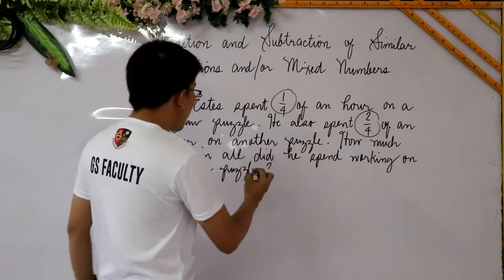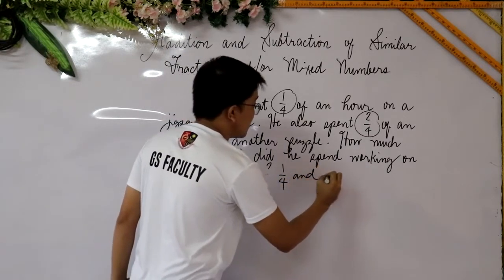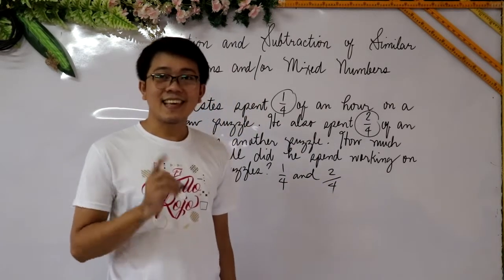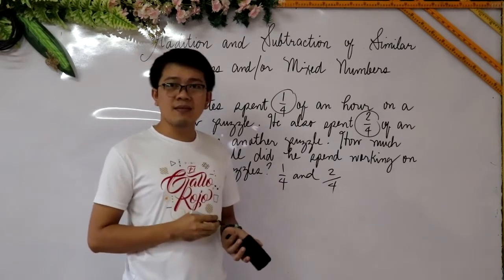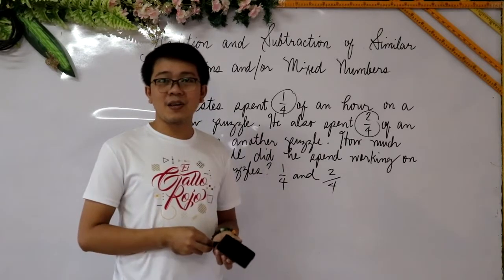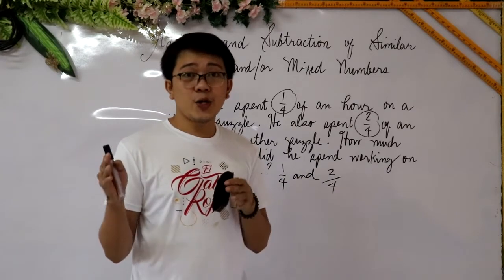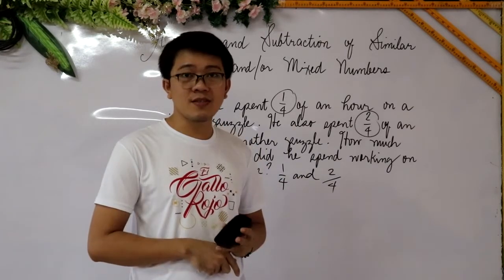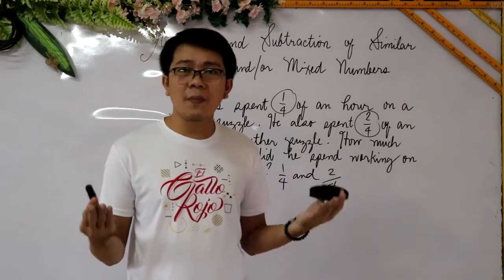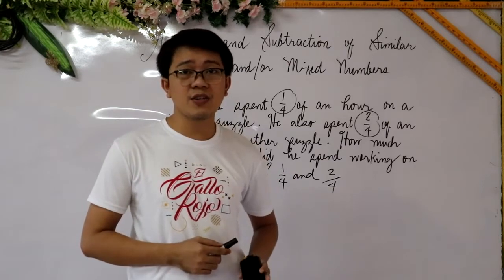And do you know that 1/4 and 2/4 are similar fractions? Yes, they are. Now what makes them similar? Yes, their denominators are the same. Therefore, we say that similar fractions are a group of 2 or more fractions with the same denominators. Now how about addition and subtraction of similar fractions? How do we add and subtract similar fractions?